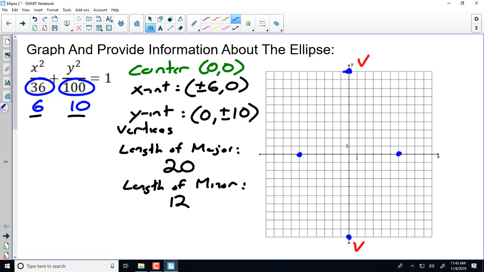Been putting that off. Tall, skinny one here, like Bert the Muppet. And there's my ellipse.